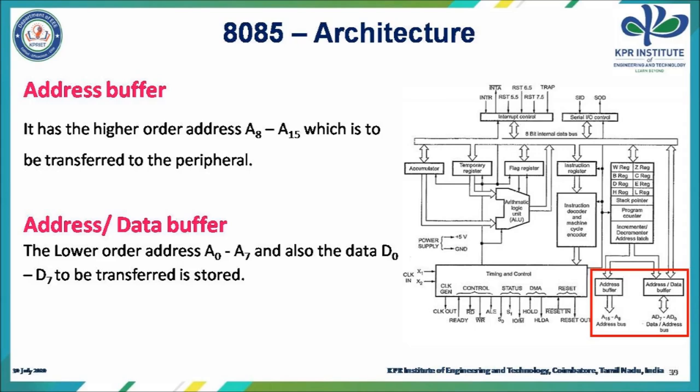This is about the architecture of 8085 microprocessor, which comprises of accumulator, arithmetic logic unit, flag register, interrupt control unit, serial IO control unit, instruction register, instruction decoder, and an array of registers which contains temporary registers B, C, D, E, H, L, general purpose registers, stack pointer, program counter, increment/decrement address latch, then timing and control unit, and address/data buffers.